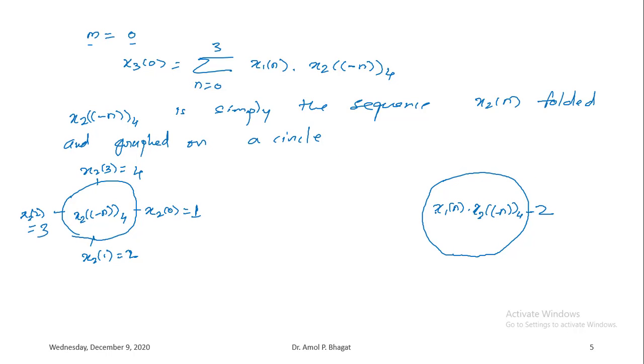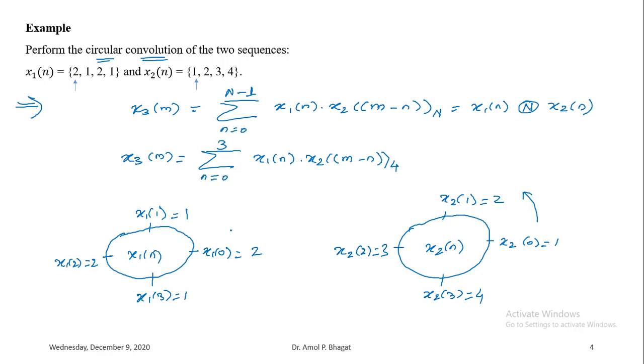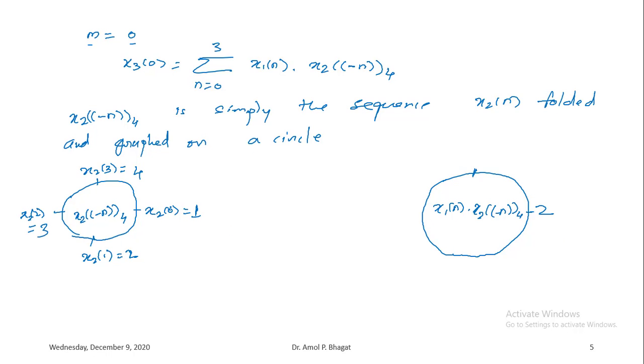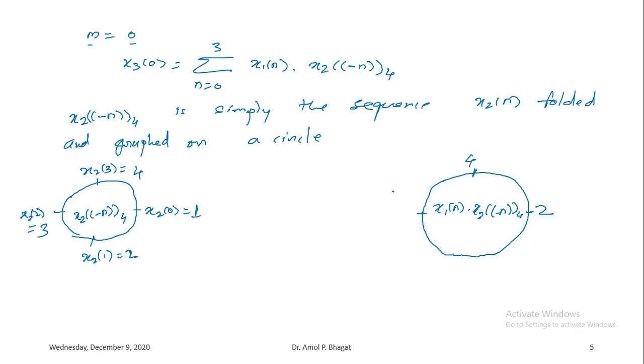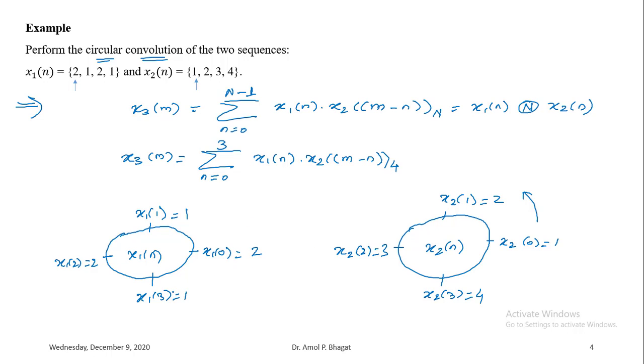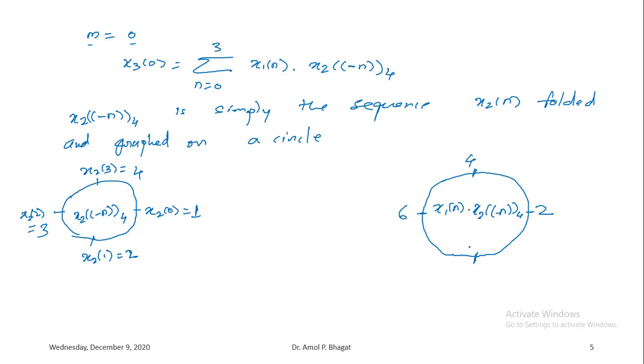Here the sample value is 4, and in this case it is 1, so the multiplication will be 4. Here it is 3, here it is 2, so 2 multiplied by 3 will be 6. Again here the value is 2, here it is 1, so 2 multiplied by 1 will be 2.